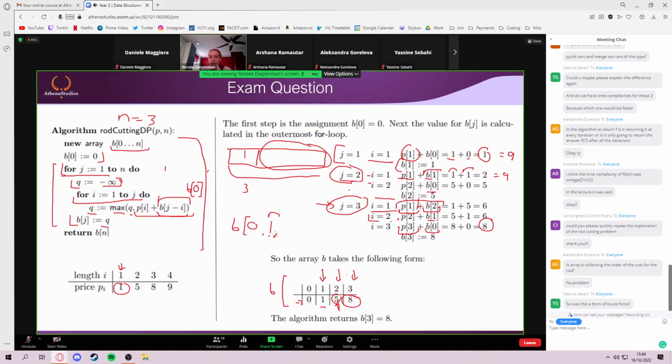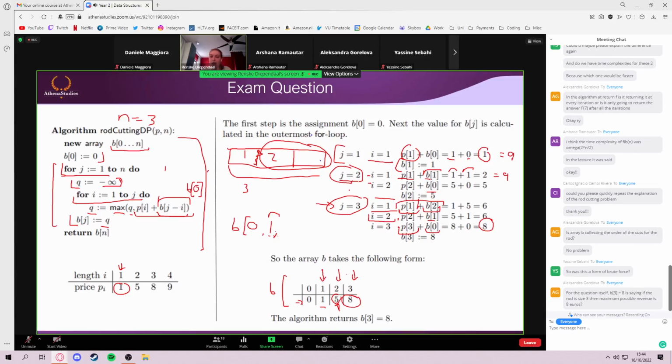Right, but I also want to see what happens if my first cut is at 2. If I cut it here and just reuse this part. But oh, I already know what I used for this part, because the maximum revenue of this part is solved in B, it is 1. So for the question itself, B of 3 is 8, is saying if the rod size is 3, then the maximum possible revenue is 8.